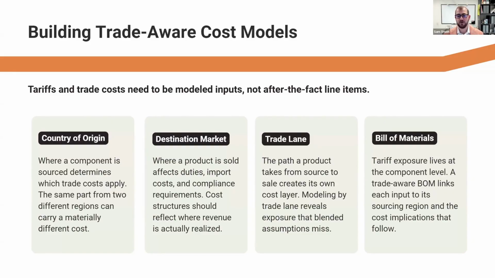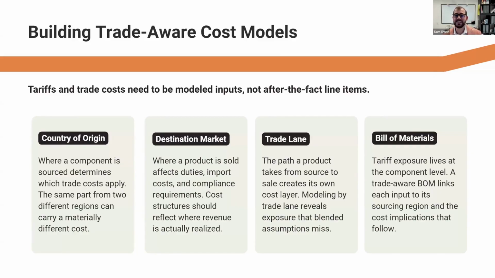A trade-aware cost model is designed differently from the ground up. There are 4 dimensions that we need to think about when designing it. The first is country of origin. Where a component is sourced determines which trade costs apply. The same part from 2 different regions can carry materially different landed cost, and the difference needs to be calculated by the model, not live in a spreadsheet off to the side. And it's worth noting that a single supplier might even have multiple ship from locations, so our models may need to go beyond the supplier level entirely and calculate cost from the ship from location itself.